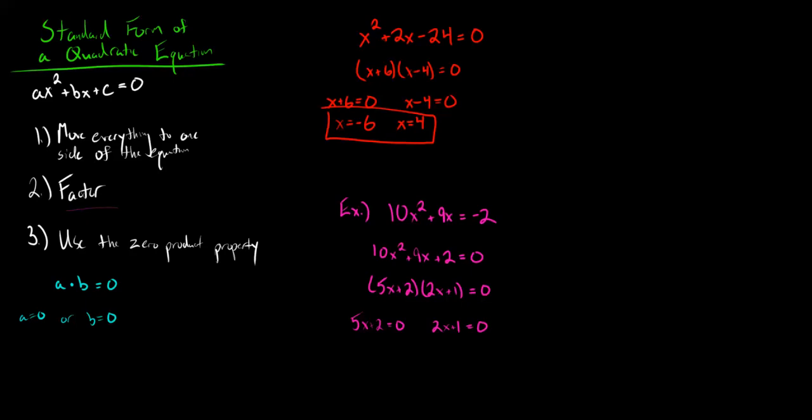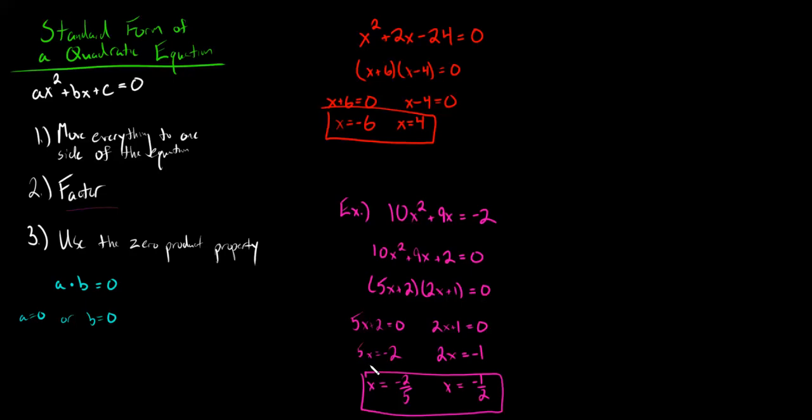So in this case, we would go ahead and we would solve each of these equations. So I would subtract 2 from each side in this equation. So I'm going to have 5x is equal to negative 2, and then I would divide by 5 to get x is equal to negative 2/5, okay? But that's actually only one of my two answers. I have to figure out what the other one is. So in this equation, I would subtract 1 from each side to get 2x is equal to negative 1, and then I would divide each side by 2 to get x is equal to negative 1/2. So these would be my two answers.